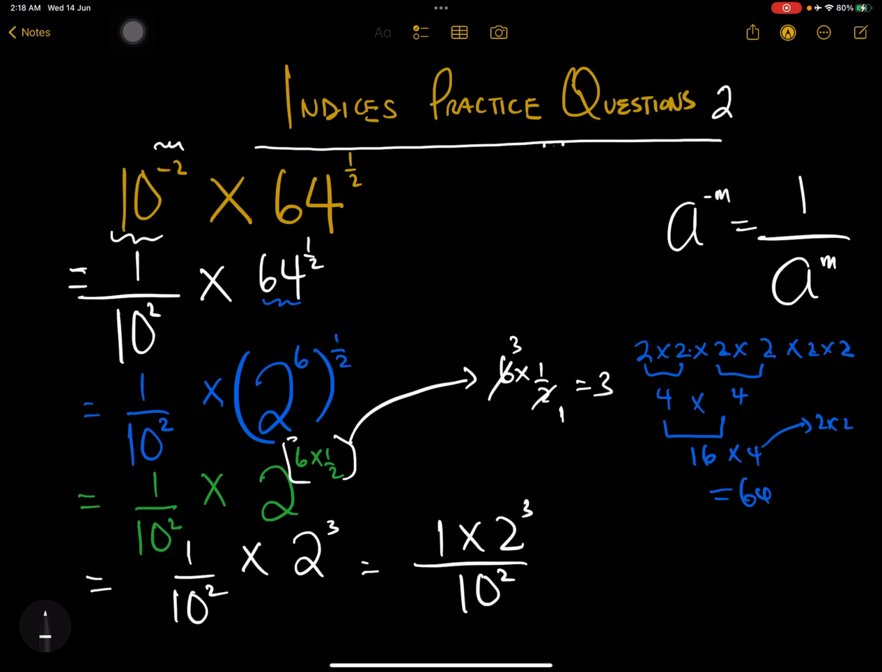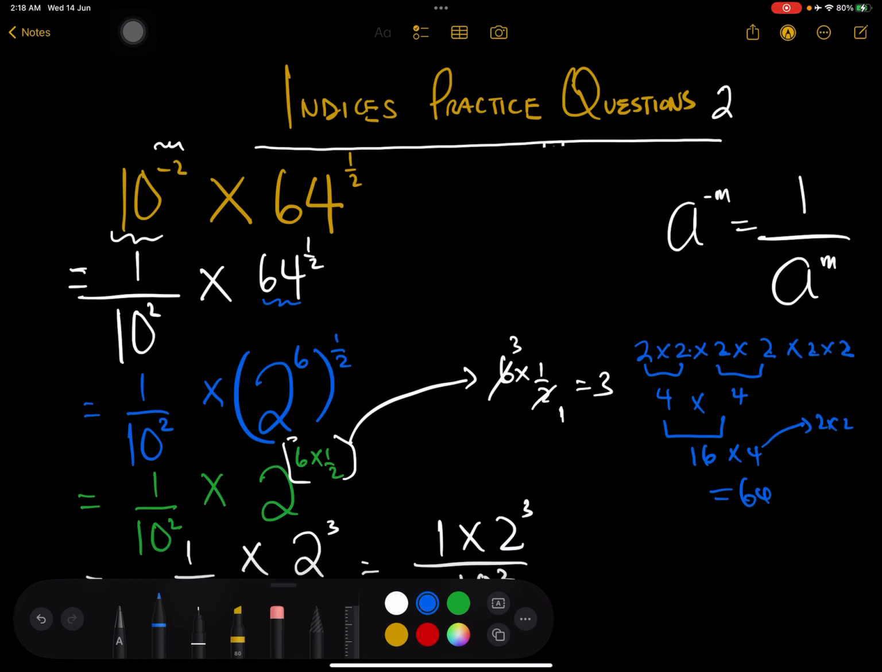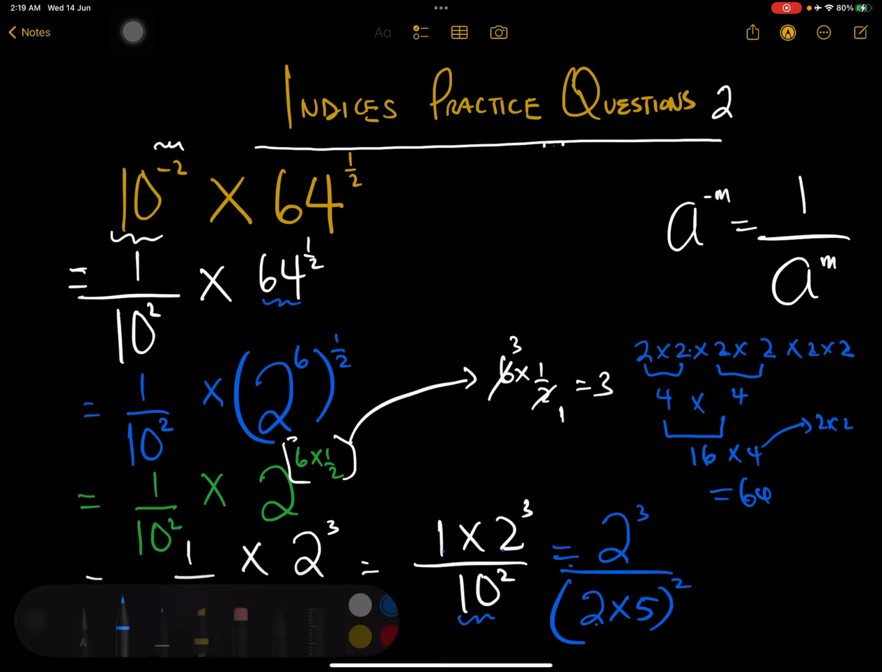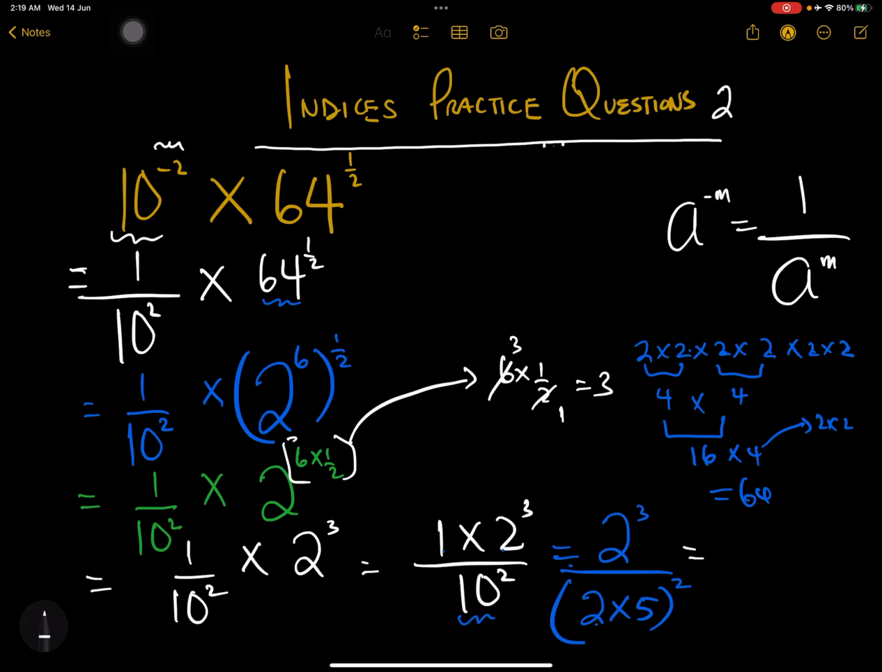Now, we know that we can break this 10 into 2 times 5, right? So we're going to have 2 to the power of 3, because 1 times 2 to the power of 3. Divided by 2 times 5 to the power of 2, because 2 times 5 is 10 to the power of 2. And we can rewrite this as 2 to the power of 3 divided by 2 to the power of 2 times 5 to the power of 2.